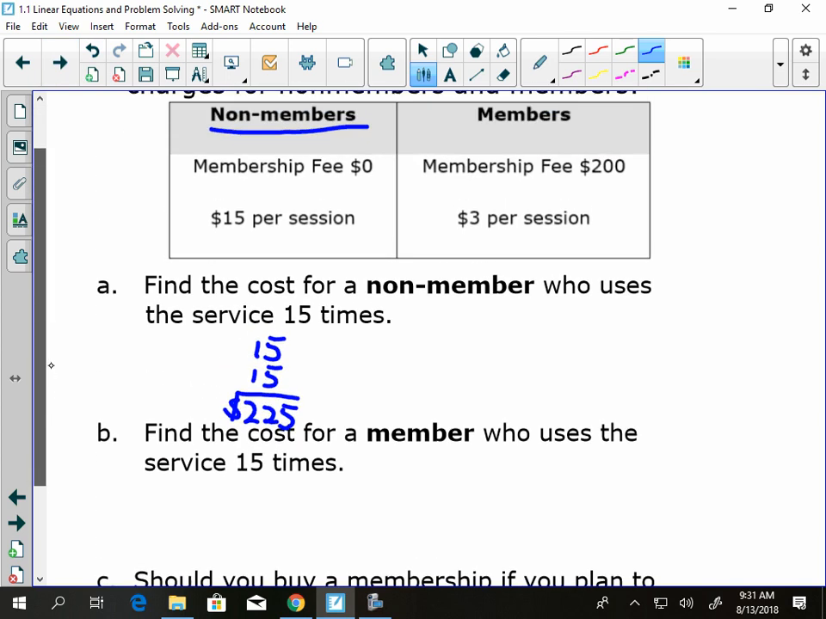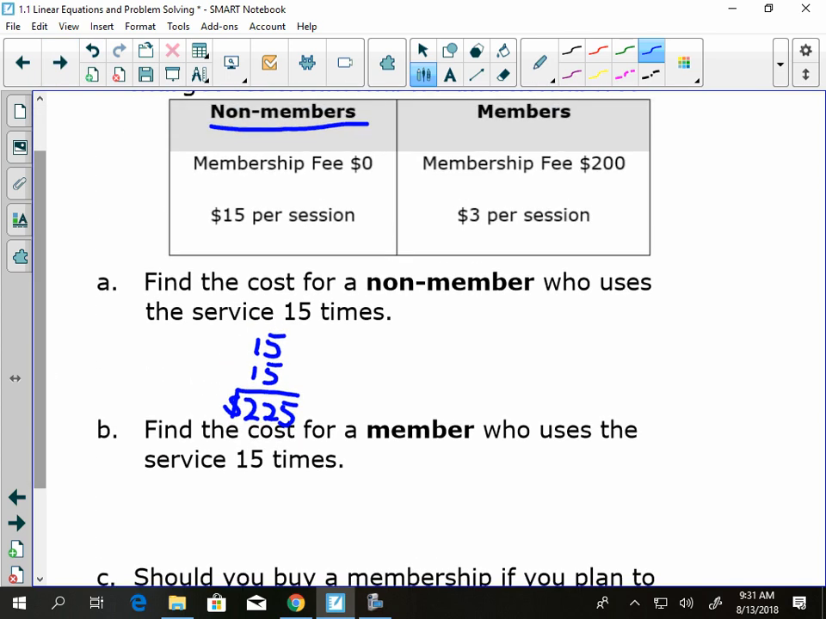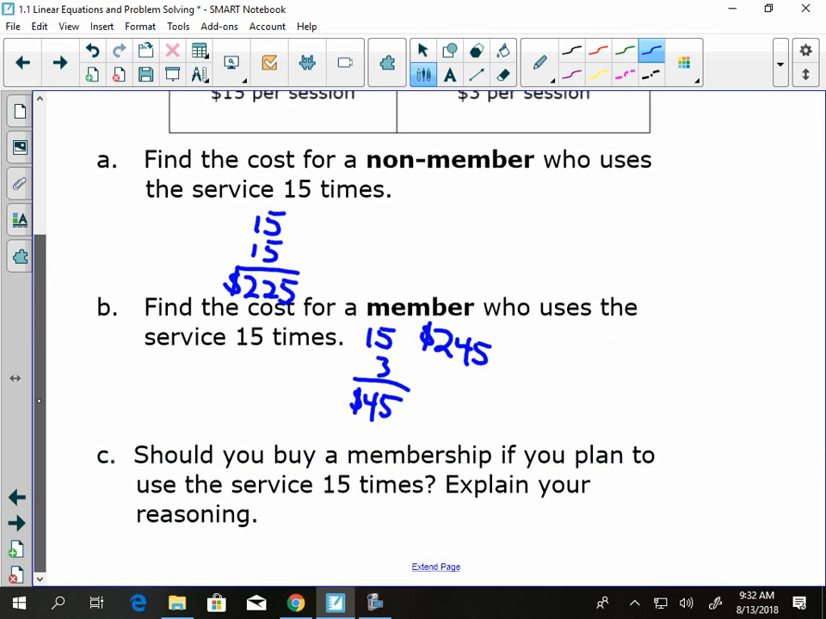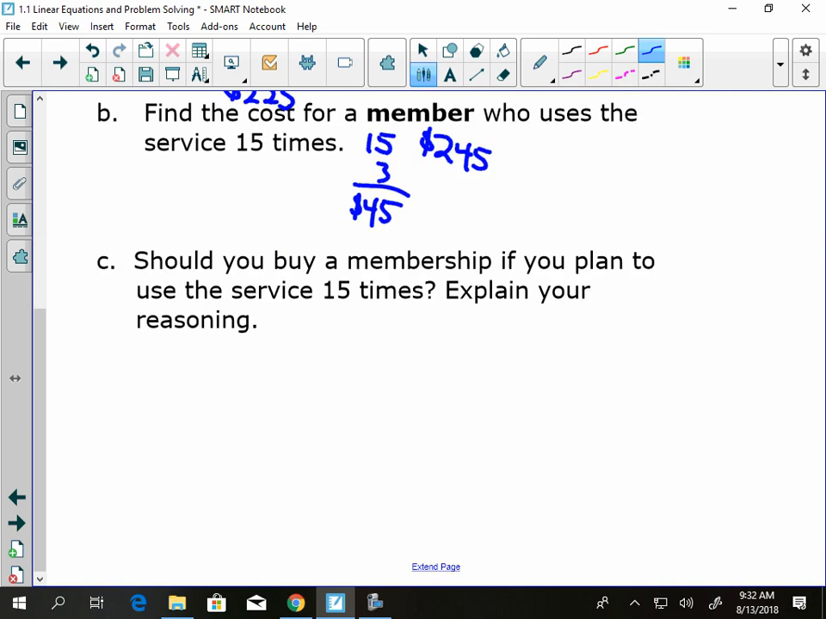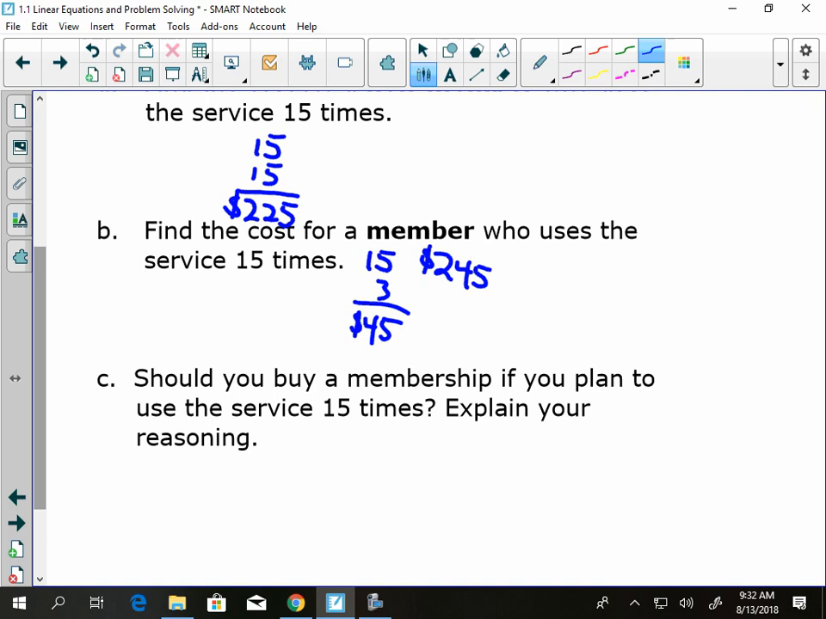How much is a member going to pay? Well, how much are they going to pay per time? They're going to pay $3, right? So they're only going to pay $45 to golf when they get there. But what did they have to pay up front? $200. So these guys are going to actually pay $245. So if you're only going to go 15 times, should you buy a membership? No. Why not? Because it's cheaper. So the answer is no.